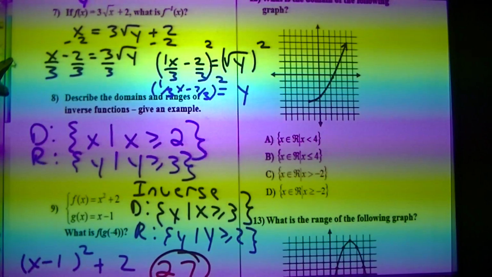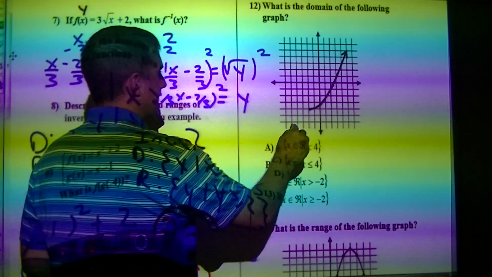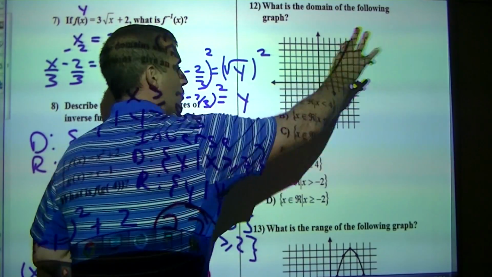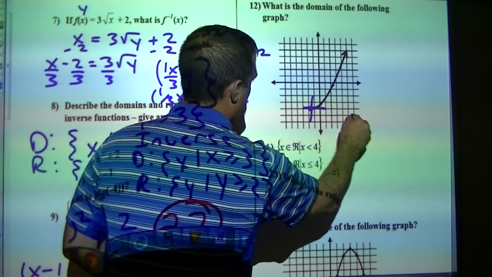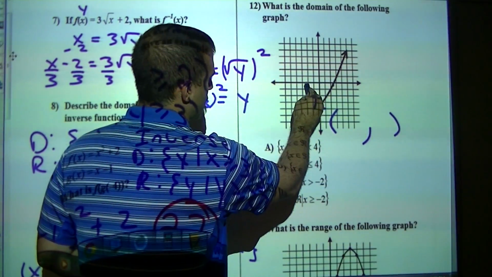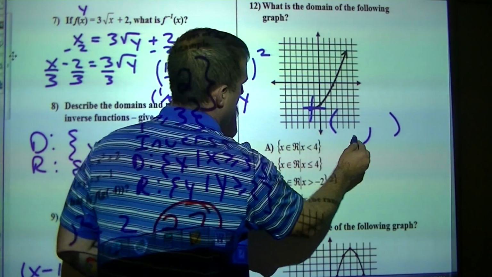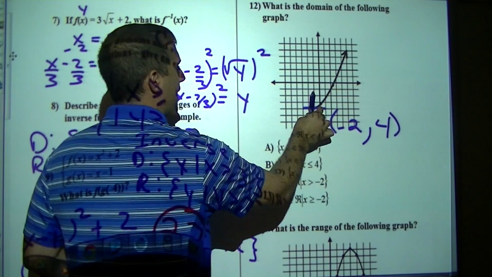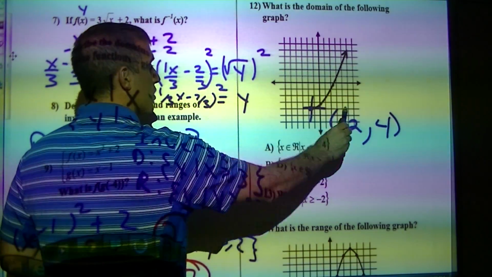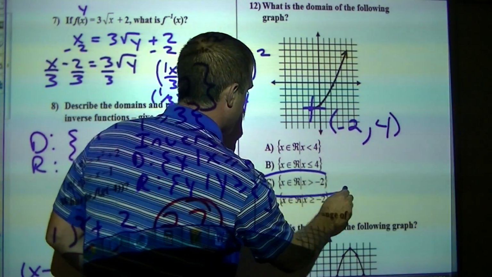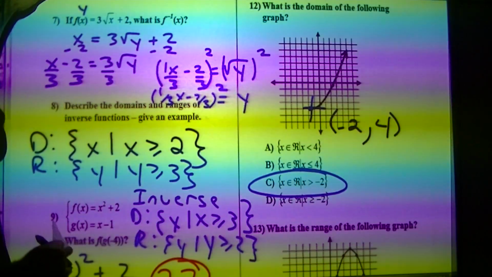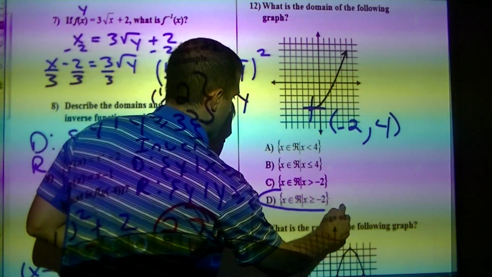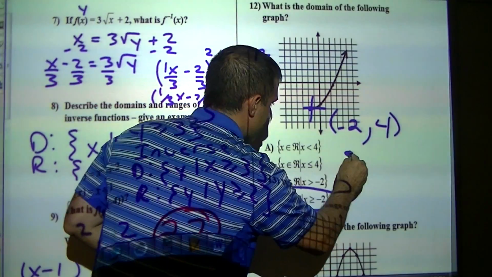Okay, what is the domain of the following? So what I got to look at is, here's my anchor point. It goes all to the right. That coordinate right there is going to be negative 2, 1, 2, 3, and 4. So negative 2, 4. So if I look to the right, I see the graph. Left, no. It's going to be greater than negative 2. Whoops, let me back that up real quick. That's not the right answer. It's going to be x is greater than or equal to negative 2 because it's a filled-in circle.